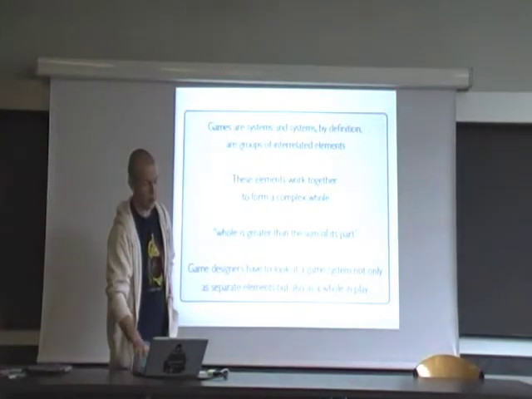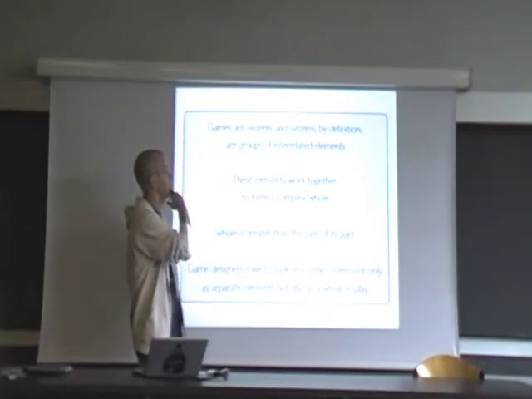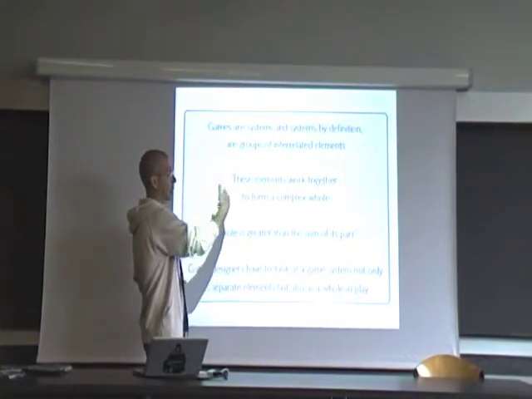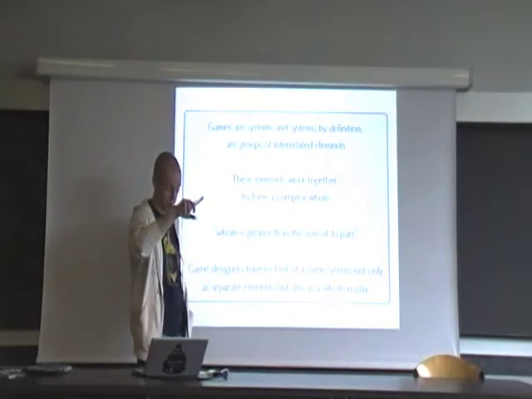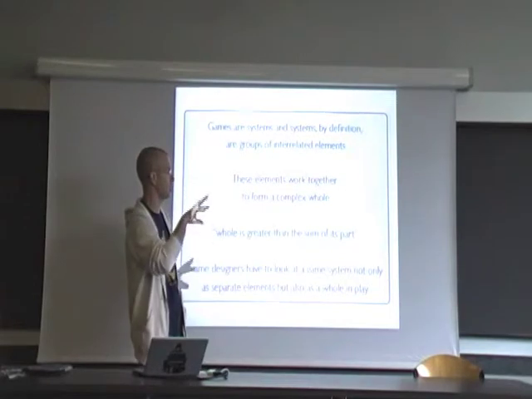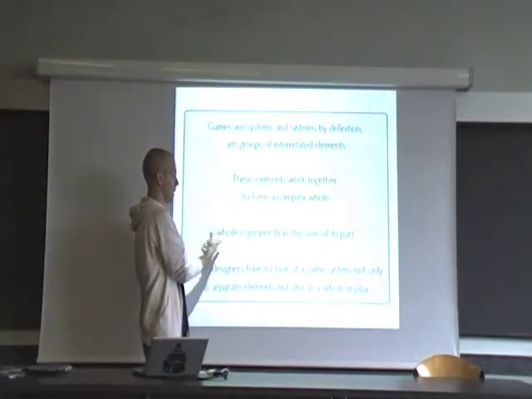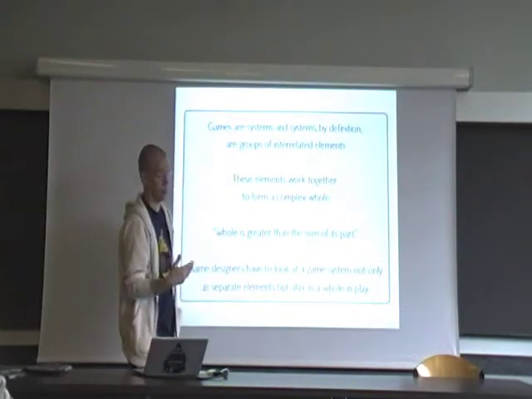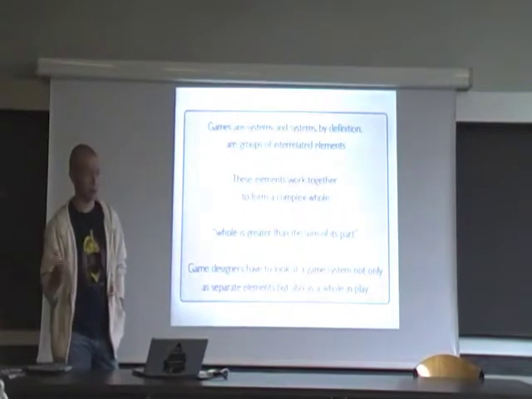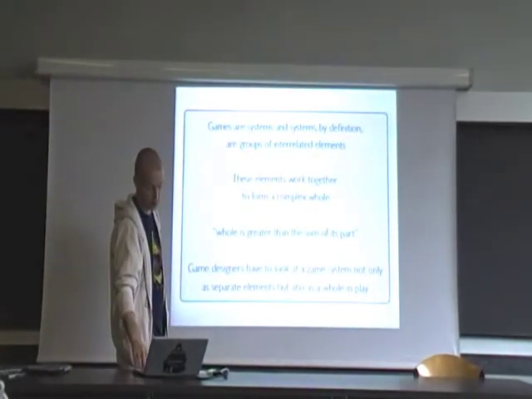So just to end, when you are considering these elements, the games are systems and they are interrelated elements. As we are going to see next, all these elements have to be considered as a whole, because they work together to form a complex whole, and the whole is greater than the sum of its parts. If you consider Frogger, it has almost the same parts as Angry Birds, but somehow one is more successful, more engaging for players, okay?